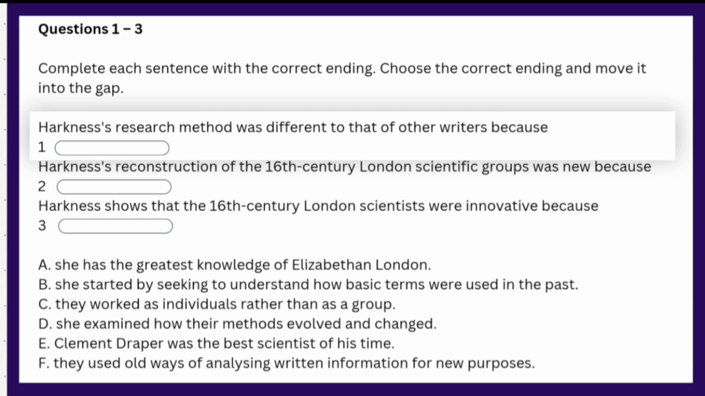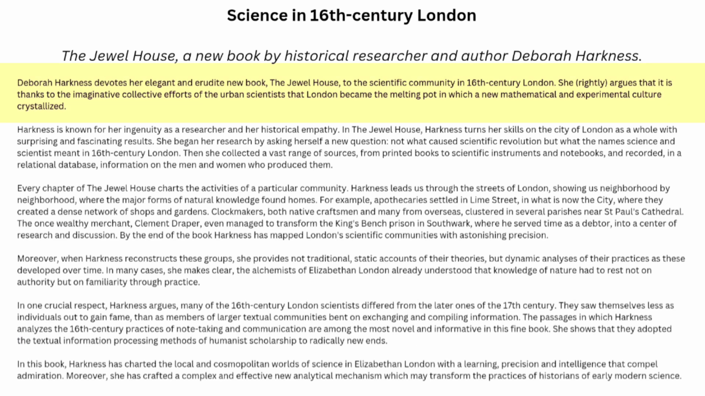Harkness's research method was different to that of other writers because. So the question is asking what made her method different. We saw her name at the beginning of the passage. Let's take a quick look at that part first. Nothing important there yet. Let's keep reading. This next paragraph seems to talk about her methods.